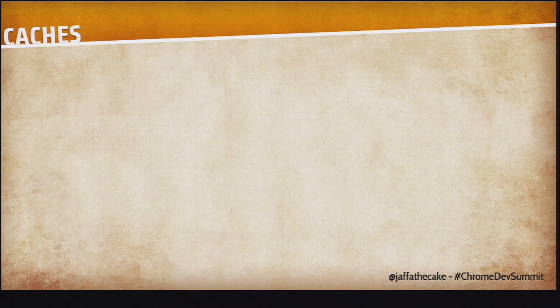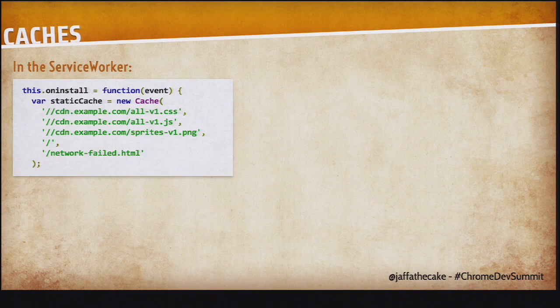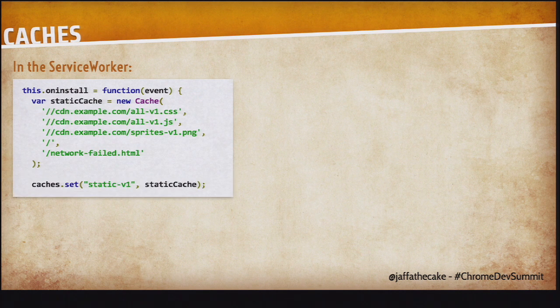So we just looked at onFetch, but there are other events as well. OnInstall. This is called when the browser sees the service worker for the first time, and it's your opportunity to get everything ready before you start handling requests. So in here, I can create a new cache, give it a set of URLs, and add it onto the caches object. And these are just URLs. They can be from another domain. That's fine. And they'll be downloaded, and we add them to this cache called static v1 or whatever.